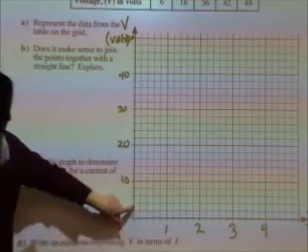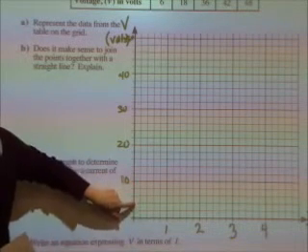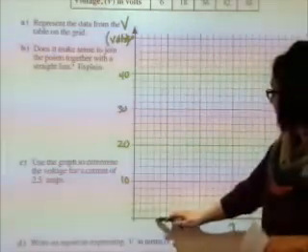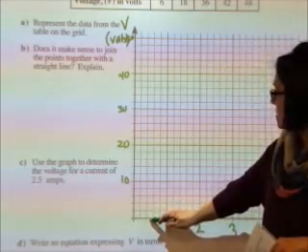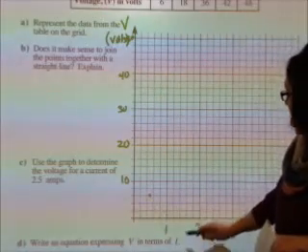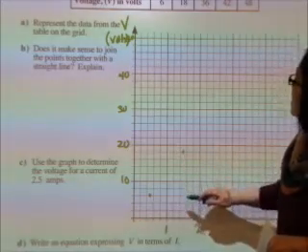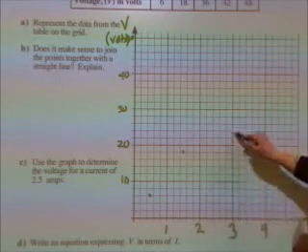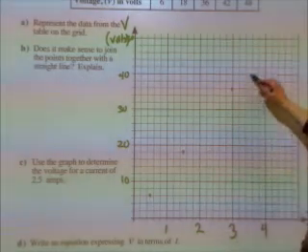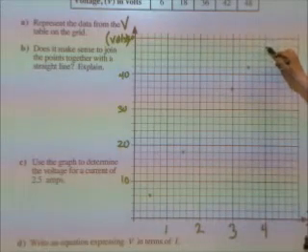Which means each of these little markers is how much? 2. 2, 4, 6, 8, and then I get to 10. So I've got half an amp, which is going to be right in the middle between these two, and 6 volts. And then I have 1.5 amps, and I have 18 volts. 3 amps gives me 36 volts. 3.5 amps, 42 volts. And 4 amps was 48 volts.